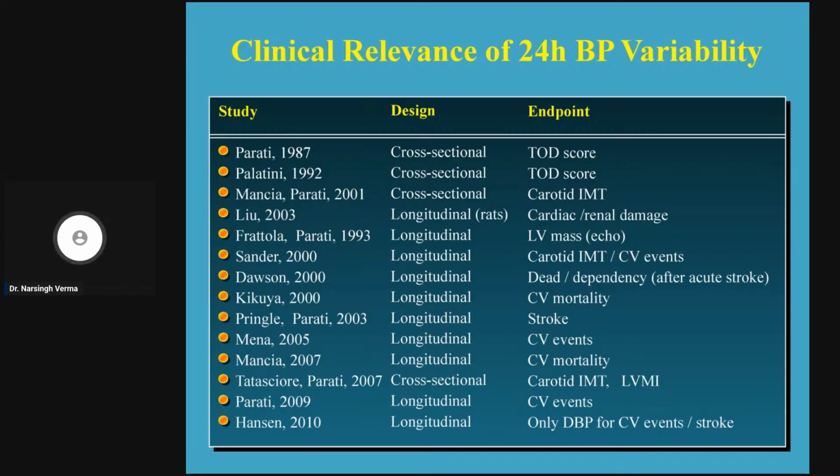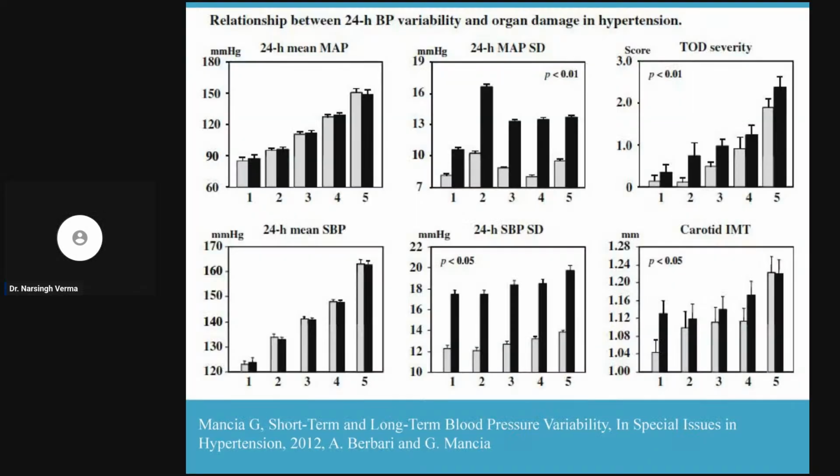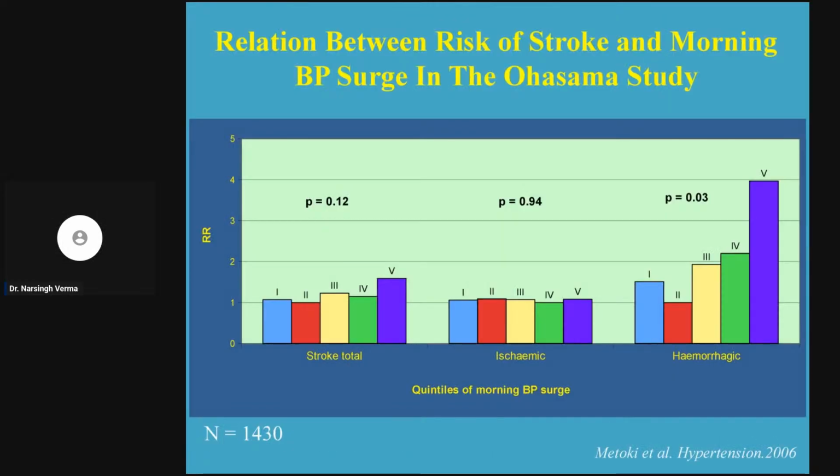You can see here that Parati has done a great job, and that has shown the endpoints from target organ damage to all-cause death, to LV mass, to CV mortality, to stroke, everything we can relate with blood pressure variability. That is why we are talking about it. This again shows the relationship between 24-hour BP variability and organ damage in hypertension. So again, this is very important to know.